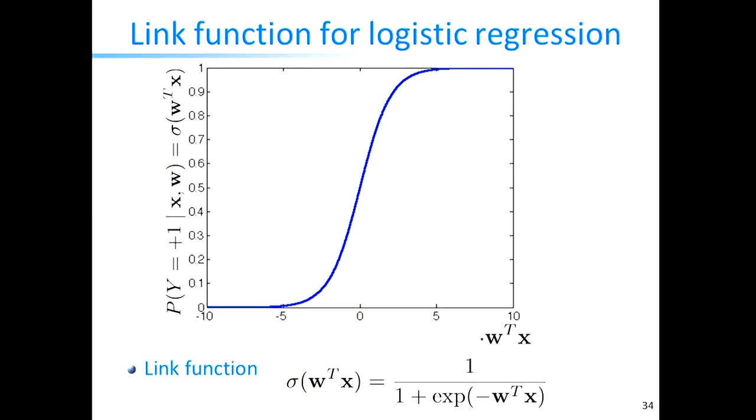The particular link function used in logistic regression is the one plotted here, given by 1 over 1 plus e to the minus w transpose x. It really just depends on a single input argument: 1 divided by 1 plus e to the minus z. If z is 0, this evaluates to a half. If z is positive and large, e to the minus a positive large number is close to 0, so the whole thing evaluates to 1. If z is very negative, this evaluates to something close to 0. It's the same function you've seen as an activation function in neural nets, but now it's used to model class probabilities.